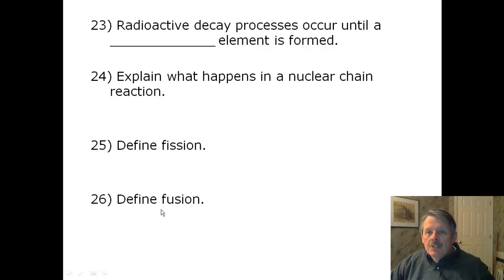Radioactive processes occur until a stable element is formed. Remember, we did this with U-238 until it formed lead, specifically lead-206. Explain what happens in a chain reaction.